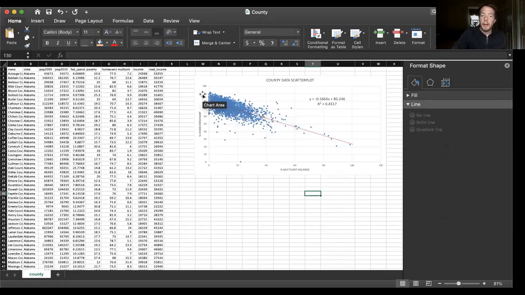This is now a scatter plot with a least squared regression line fit to it and an r squared posted for us. So that's how you do it in Excel.